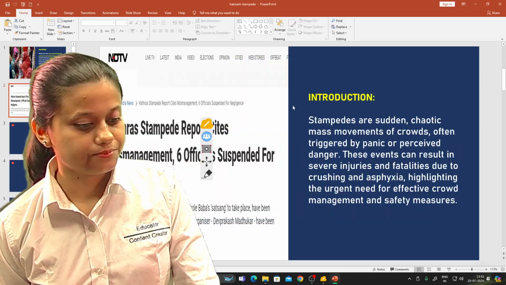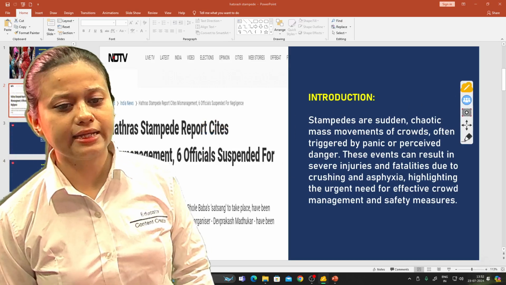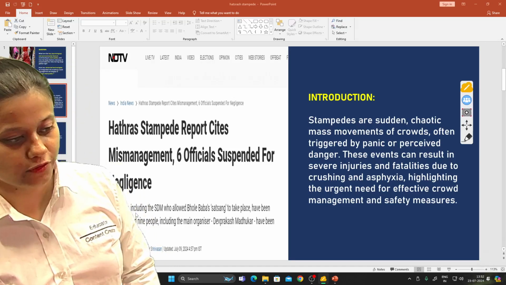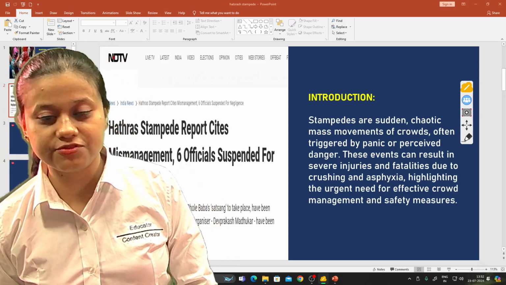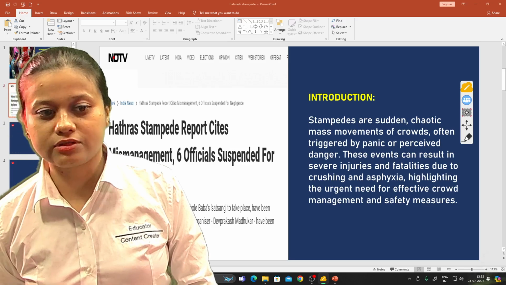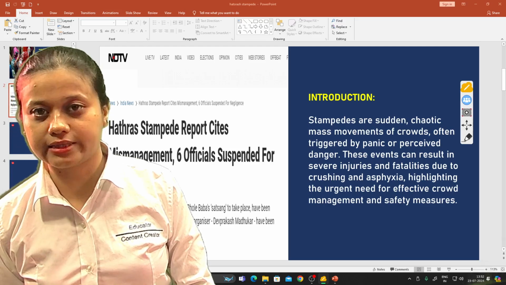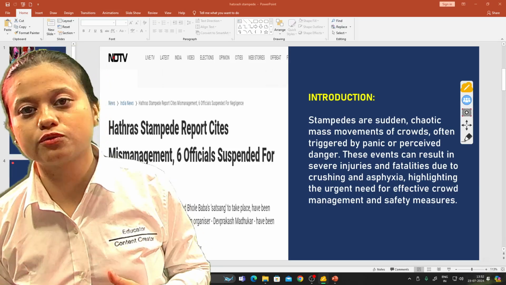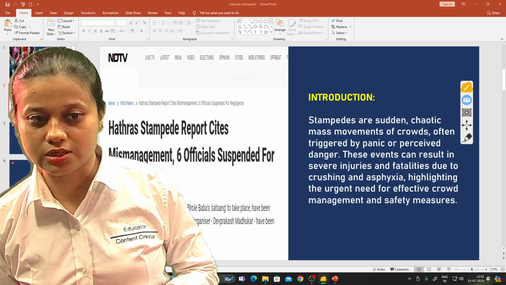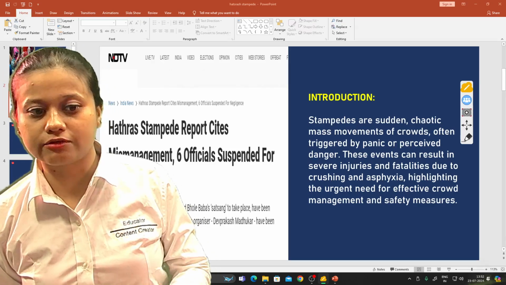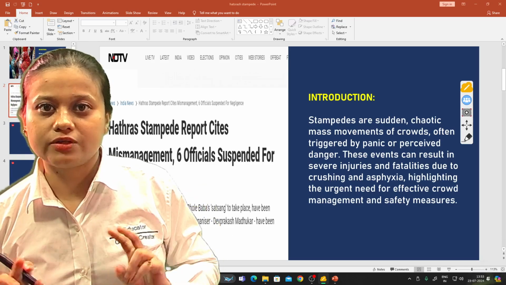So let's see. In the introduction part, this is actually an NDTV news report I got recently: Hathras stampede report cites mismanagement, 6 officials suspended for negligence. Every time such disasters happen, for example train accidents or stampede-like situations, we always hear news that officials get suspended for negligence. Now there are certain aspects of disaster management which we also need to learn, and that is why the question has specifically asked about the technological aspect of controlling a stampede-like situation.